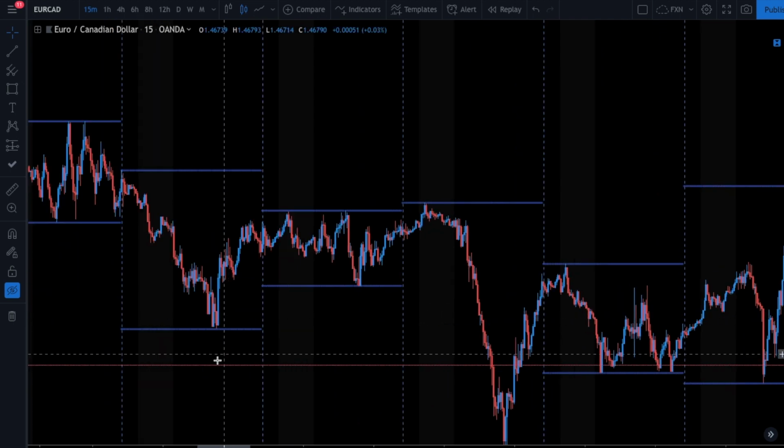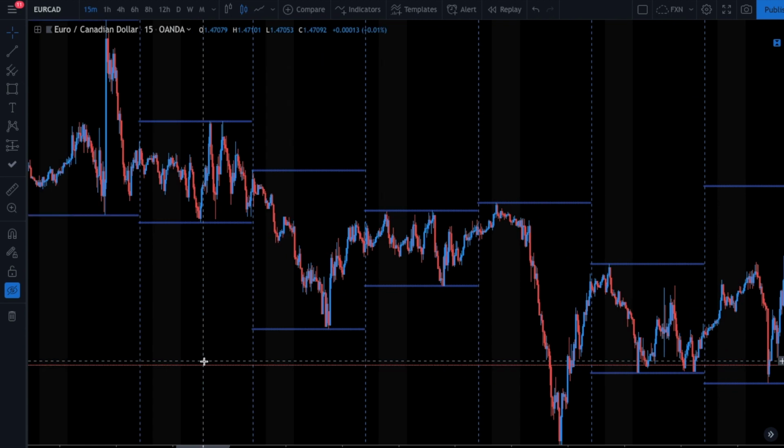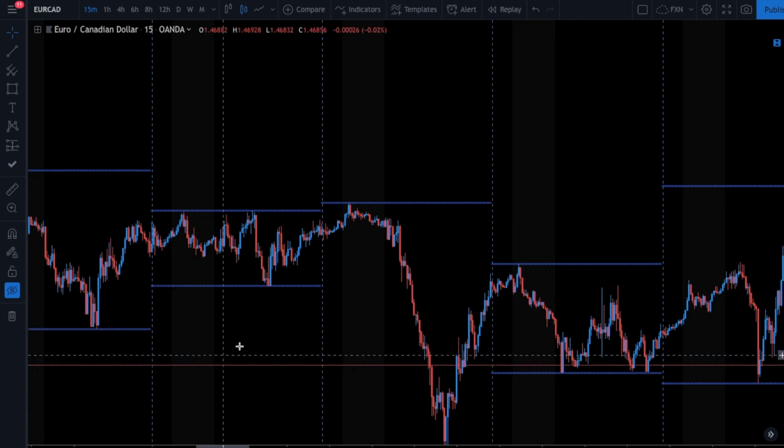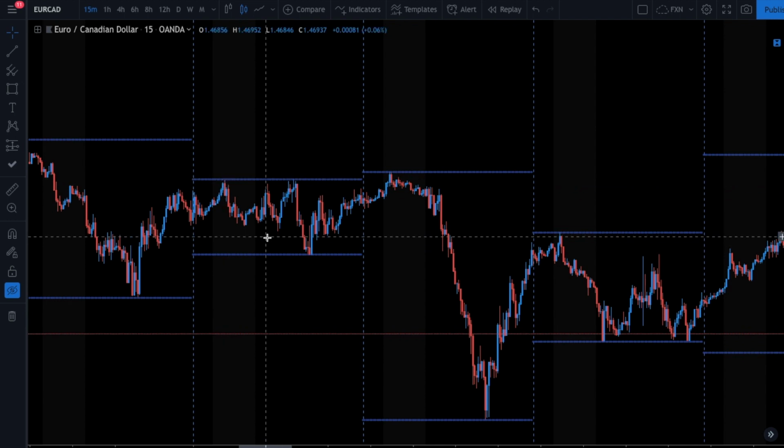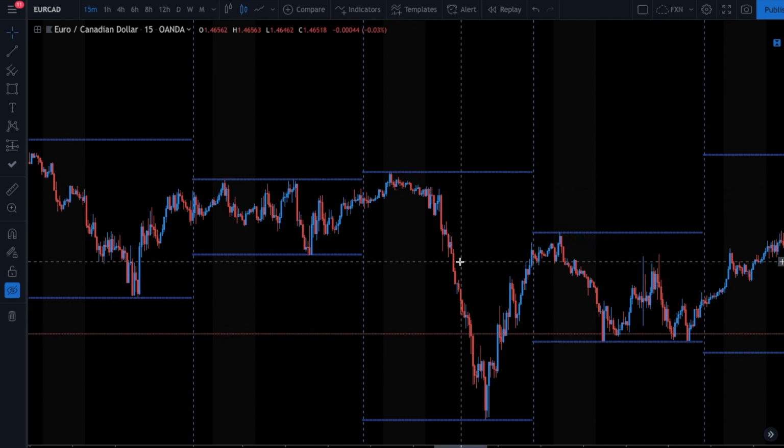If you go back 3 or 4 months and you write down exactly, hey, we had the high of the day happen at 10 p.m. Eastern time during Tokyo, how many times did that happen throughout a 6-month period?